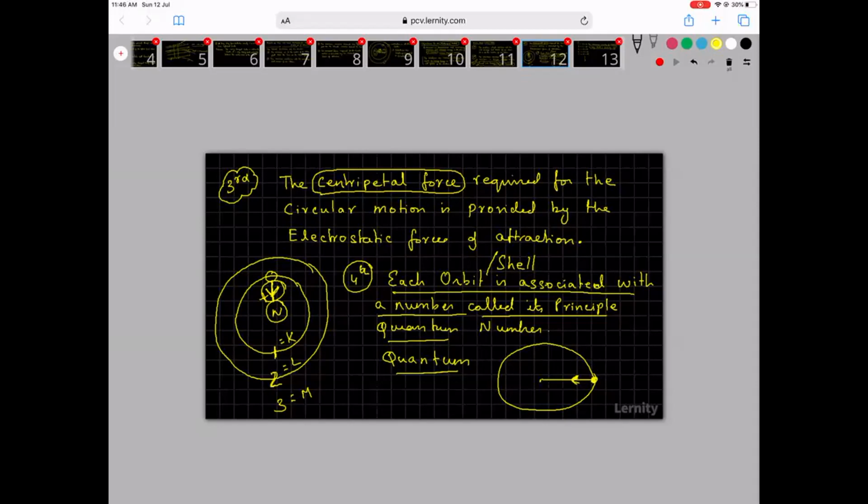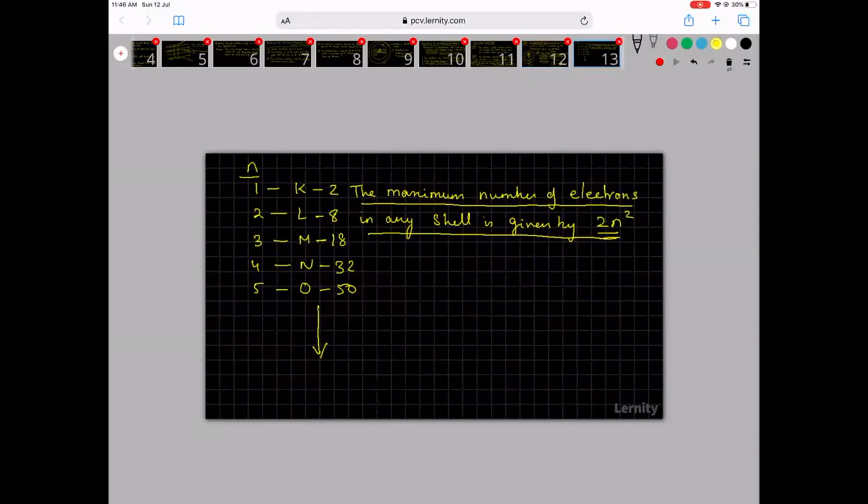Then he started naming the shells from K, L, M, N. Mostly A, B, C, D are being used at many places: A for alpha, B for beta. All those are also used at many places. So he said, okay, let me start from K. And then he went K, L, M, N, O, and so on.